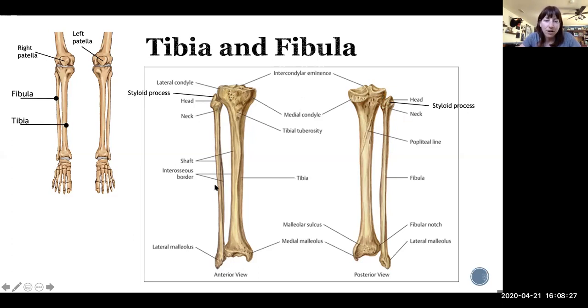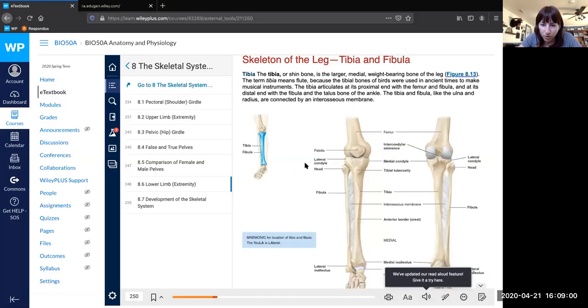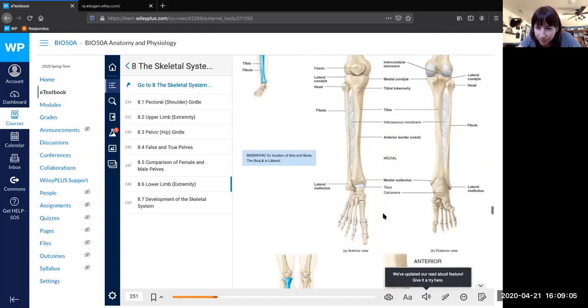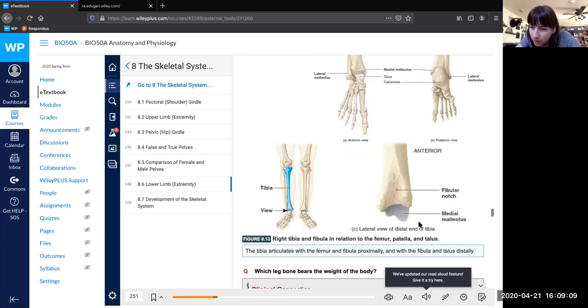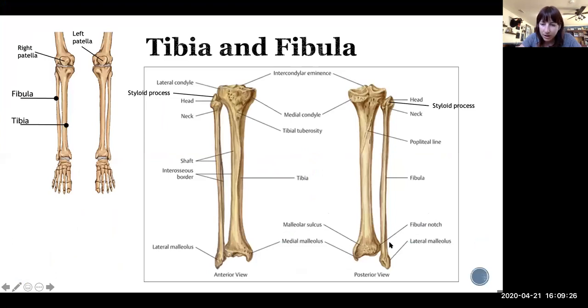Like your radius and ulna, they have little places where each other fits in, which is kind of cute and nice. So you've got a fibular notch on your tibia where your fibula kind of fits in there. Where that fibula is going into the bone, that is your fibular notch. So this is what you're looking at, except from a head-on view. Your fibular notch, that's where the fibula fits in, right there and right there.